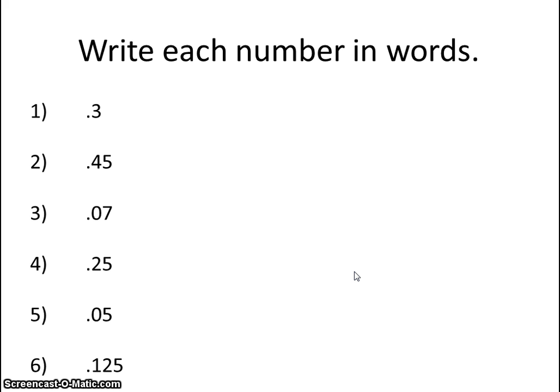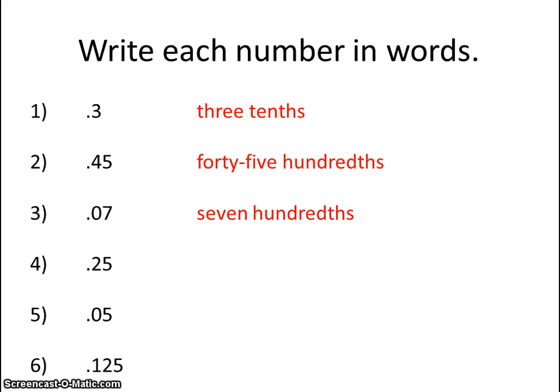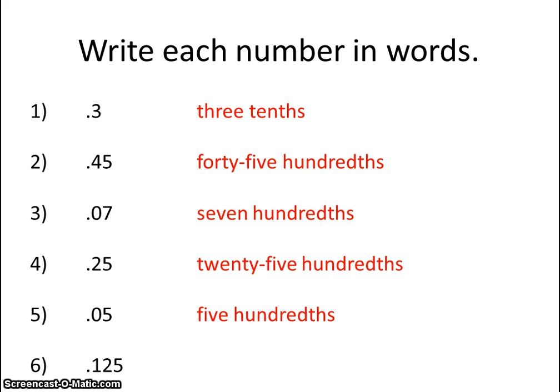Let's look at these decimal numbers and name each one in words. Number 1, 0.3 is 3/10. Number 2, 0.45 is 45 hundredths. Number 3, 0.07 is 7 hundredths. Number 4, 0.25 is 25 hundredths. Number 5, 0.05 is 5 hundredths. And number 6, 0.125 is 125 thousandths.